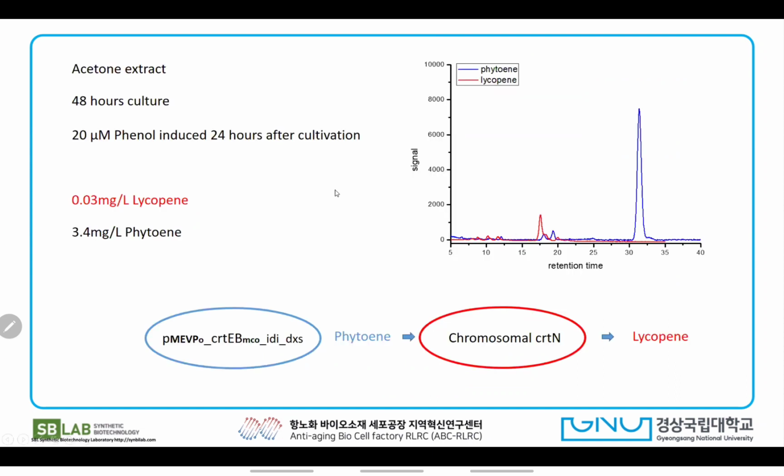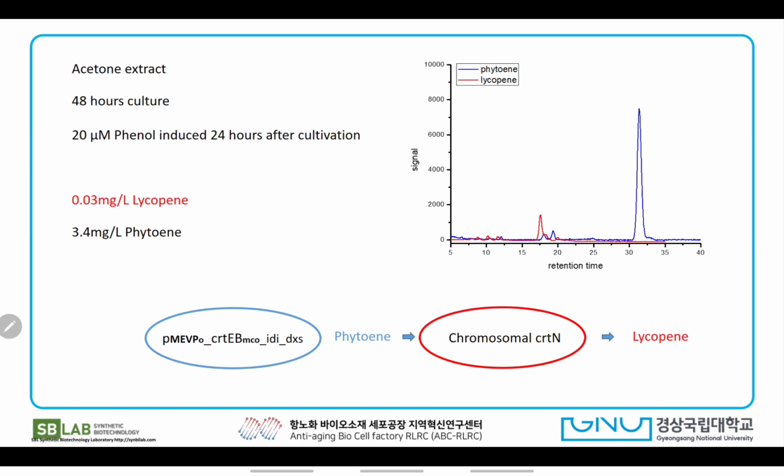So from here, we just wanted to extract. Till now, we have not optimized the carotenoid extraction protocol in our host, since it is quite different from E. coli. We just wanted to try. First, we tried acetone extraction of the 48 hours culture, which was induced at 12 hours with 20 micromolar phenol induction. So we extracted the carotenoid and tried to see if the color that we saw is a C30 or a C40 carotenoid, and if it is really lycopene.